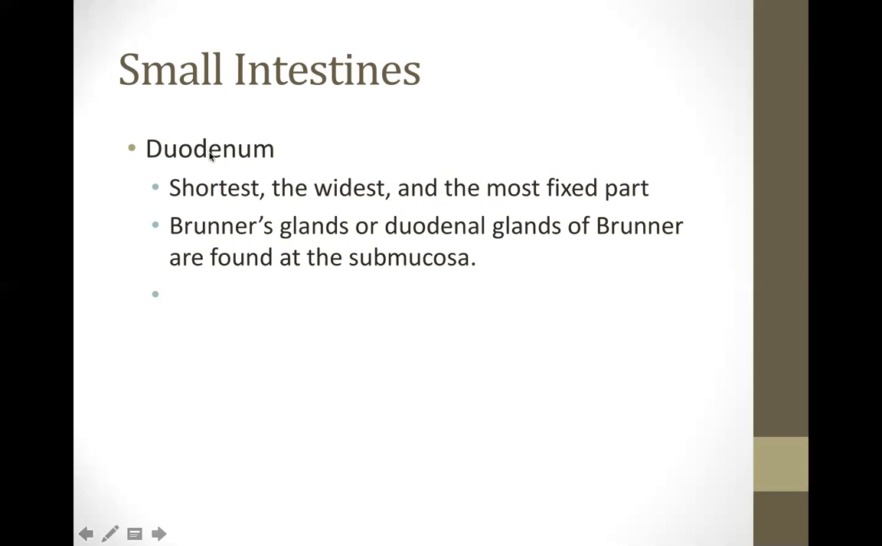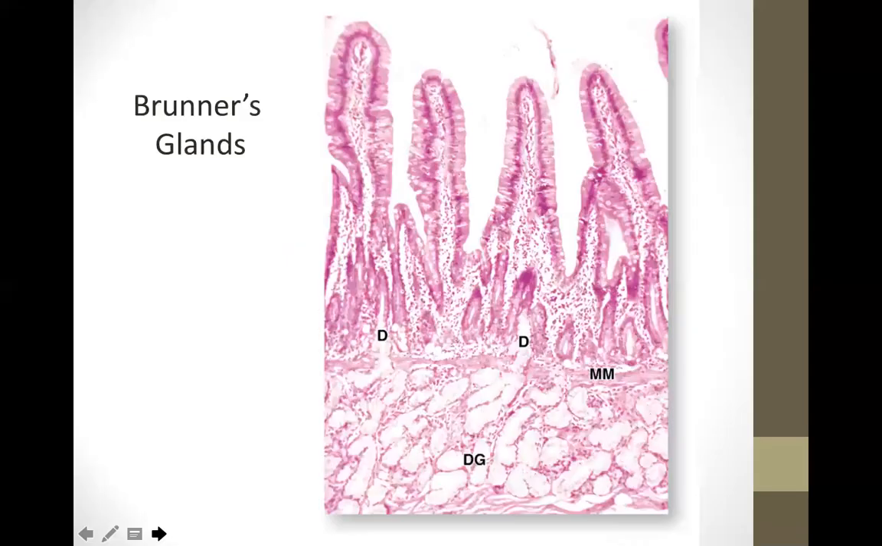Doc, ano tawag mo sa glands na makikita mo sa lamina propria ng duodenum? We call it the crypts of Lieberkühn or intestinal glands. Okay? So duodenum lang ang may glands sa submucosa sa lahat ng segment ng small intestine. Okay? Wala nang Brunner's gland sa ileum and jejunum. So, this is duodenal glands. So, look, Doc, ito yung intestinal crypts of Lieberkühn.